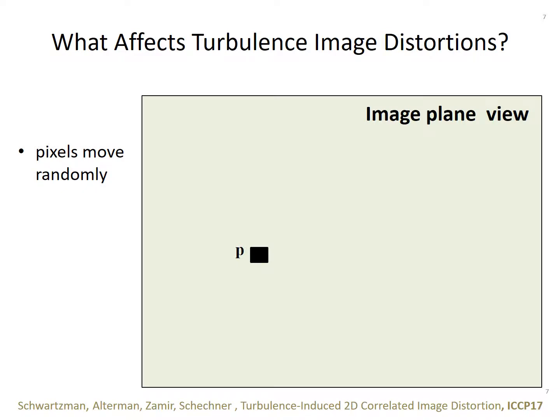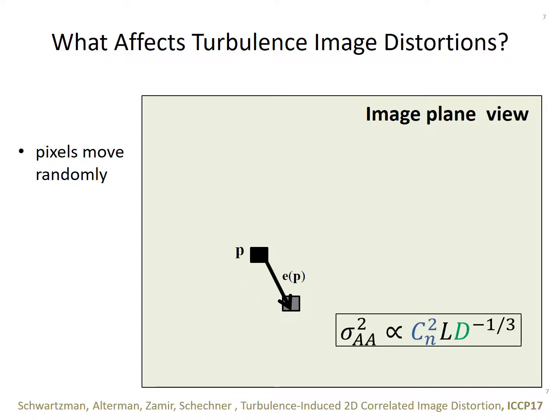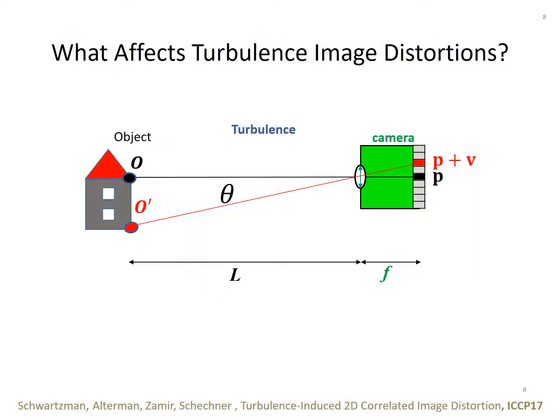At the image plane, this is the original pixel p, and e of p is the random distortion vector. Then, according to theory, the variance of the angle of arrival is proportional to the product of turbulence strength, distance, and camera aperture. What happens if we have another object point? Turbulence causes each of these lines of sight to deviate by random angles of arrival.